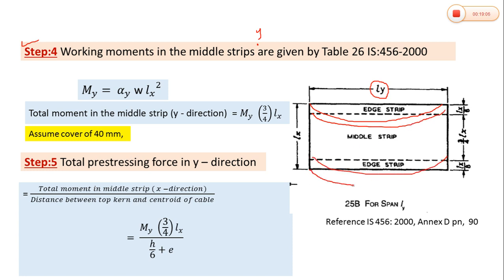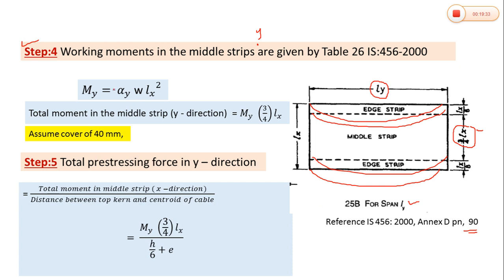And for Ly span, what is the middle strip length? Middle strip length for Ly is 3/4 of Lx. So see here, for a particular span, the middle strip length is vice versa, the opposite of that. So that we need to remember. And this diagram is there in the IS code, page number 90, so we can directly refer to this figure.